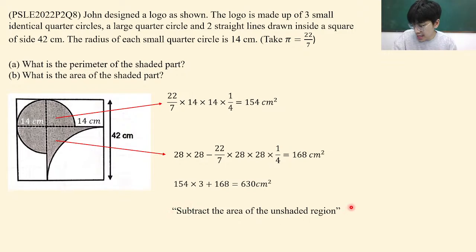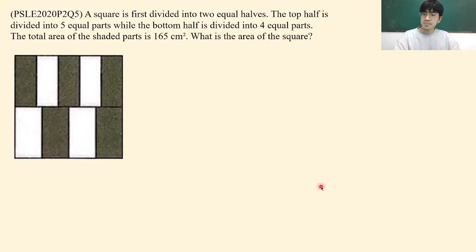This is a very useful technique that you're going to apply in a lot of geometry problems, especially in finding areas. Now moving on, we have this problem where the squares are not divided equally in the top half and the bottom half. We have 5 units in the top and then 4 units at the bottom.